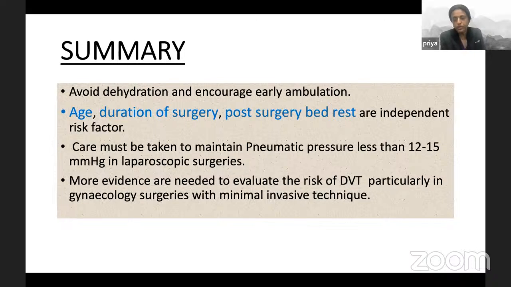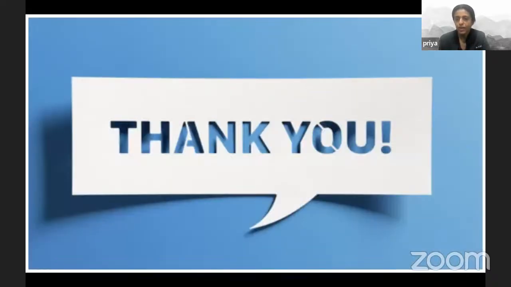And pneumoperitoneum should be less than 12, or operating pressure should be around 12 when you operate. We need actually more trials with more and more adaptation of laparoscopic surgery. And I think Iage should come up with a guideline of our own when it comes to the thromboprophylaxis and treatment.